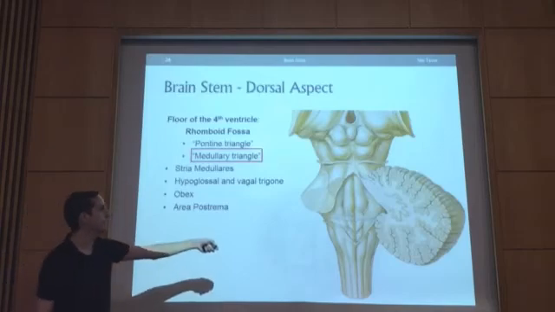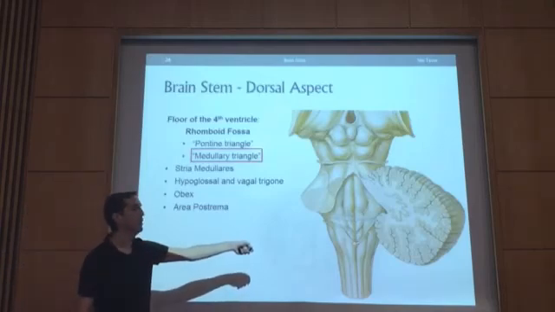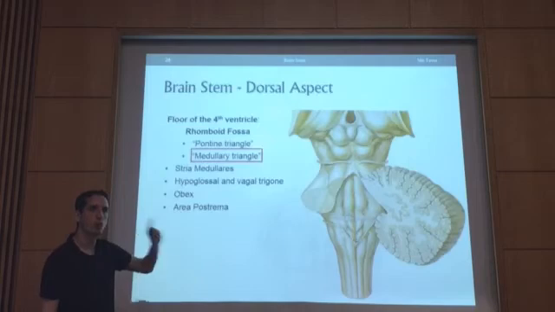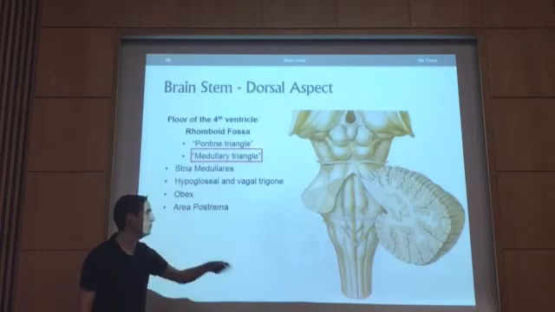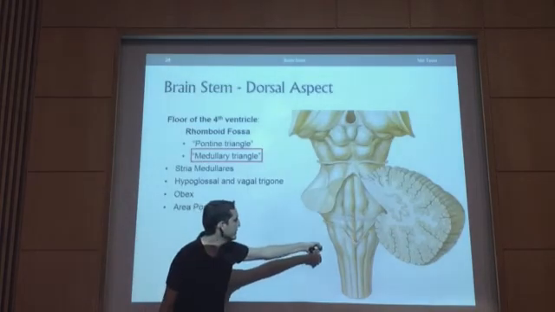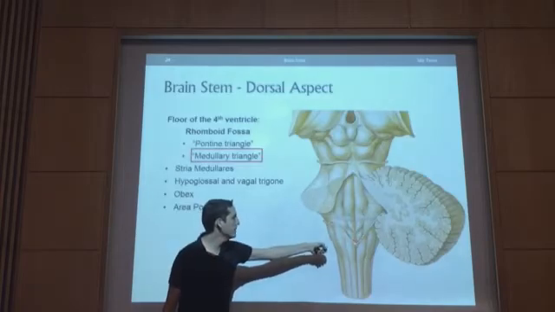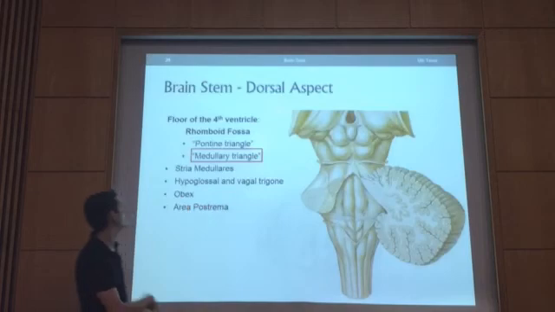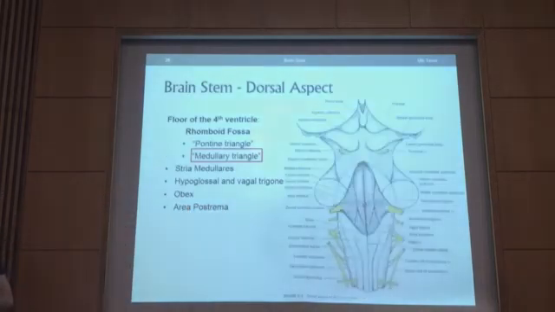So the obex is this specific point. To make it more clear, there is one obex, and an area postrema on both sides. So this in here is the area postrema, and this is the area postrema, and the obex is exactly here.